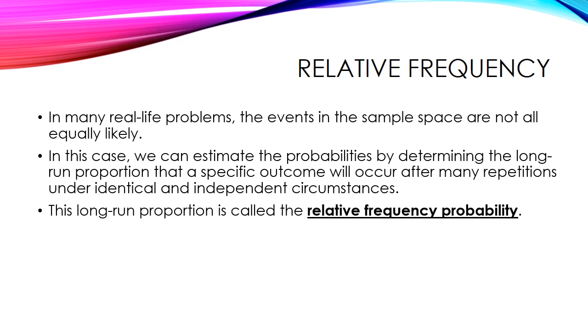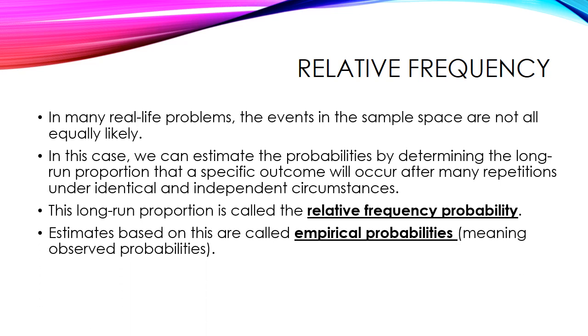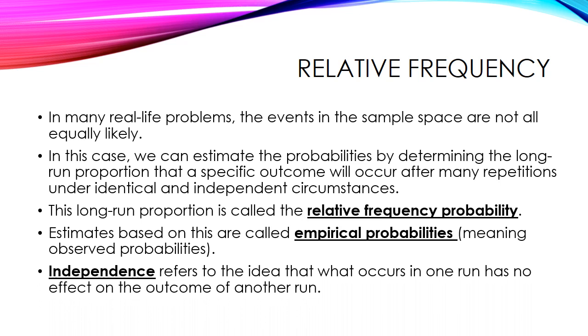When we do this, this long-run proportion is called the relative frequency probability, and estimates based on this are called empirical probabilities. Empirical means we get these probabilities from what we observe. It said that this would be from independent circumstances. Independence refers to the idea that what occurs in one trial or one run has no effect on the outcome of another run.